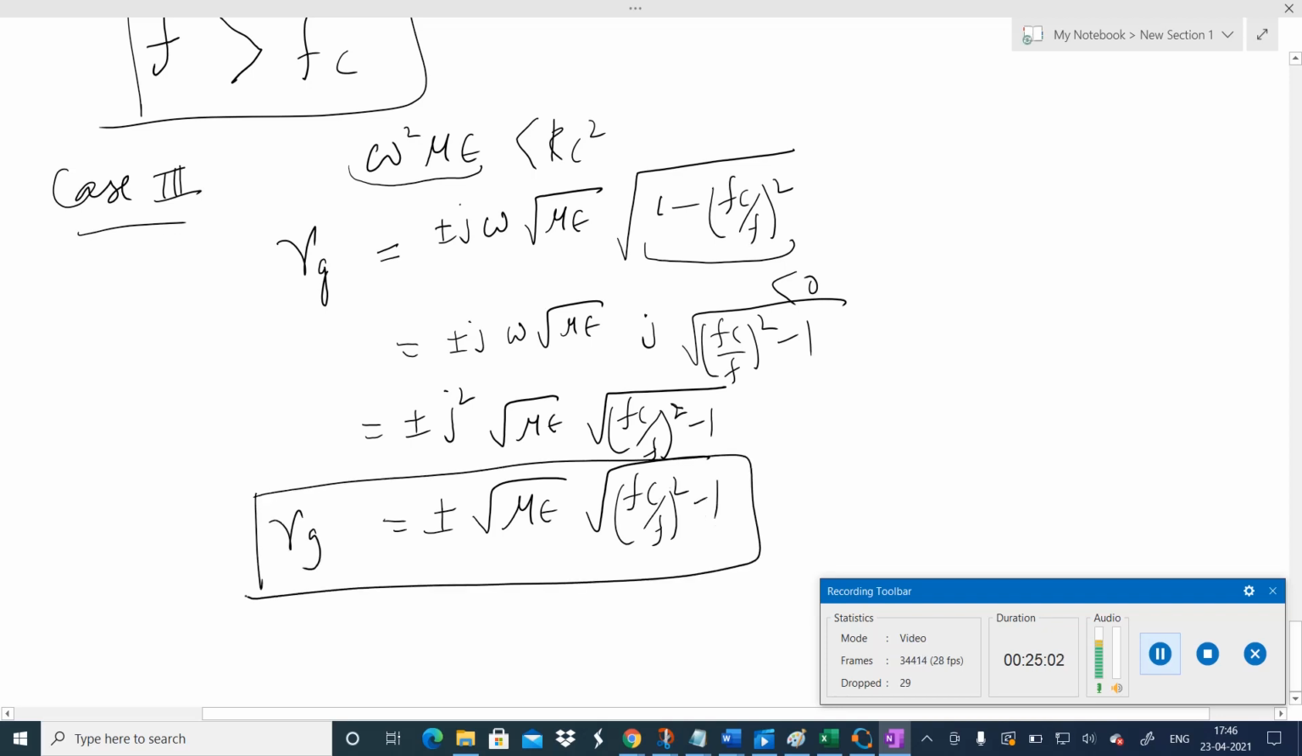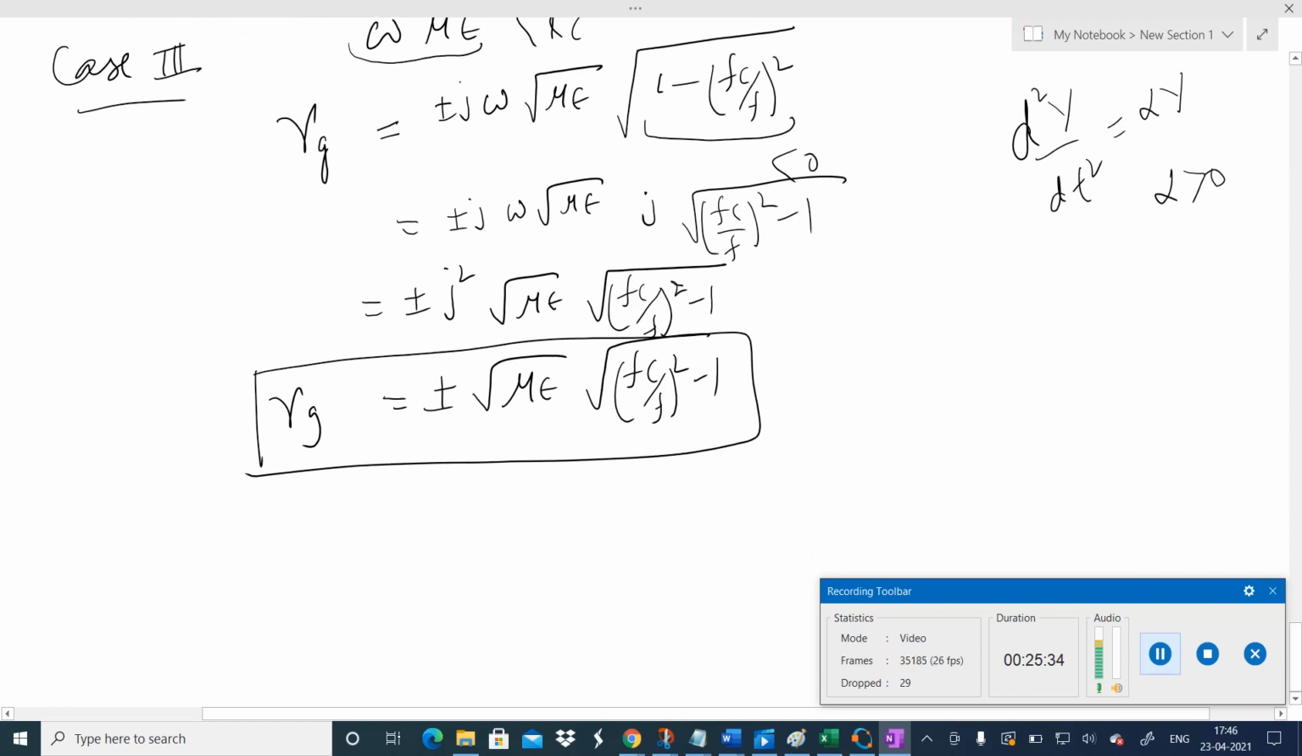In this case, you will see the gamma g is not imaginary. So gamma g square will be positive. And we know that if you have a differential equation, d2y upon dt2 is equal to some alpha times y, and if alpha is greater than 0, this equation will have a damped type of solution. It will have exponential decay. It will not be sinusoidal at all. So this is the case when the wave will be attenuated.